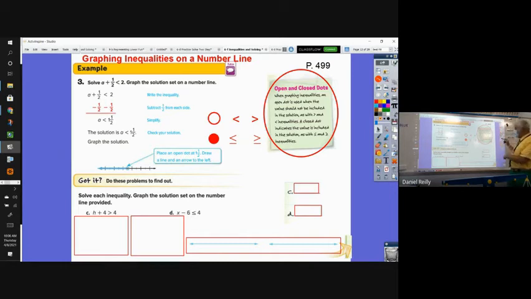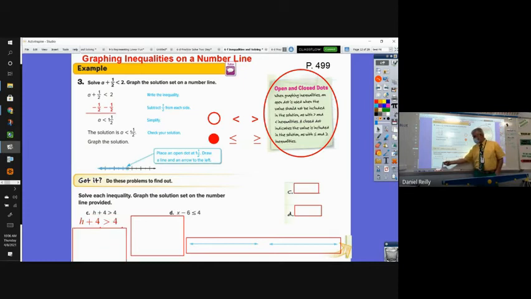All right, so this one, h plus 4 greater than 4, what is my first step or only step in solving this inequality? What am I going to do to both sides? Amanda? Subtract 4 from both sides, and I get h is greater than 0. 4 minus 4 is 0. h is greater than 0.